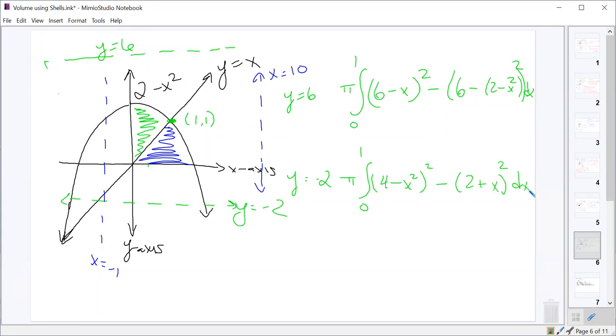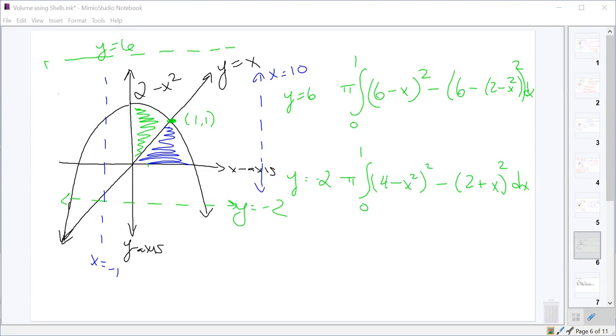Everybody good with that for y equals -2? Any questions here, class? No questions here, class? Zoom questions? On that one, good with that one? Yeah. Okay.